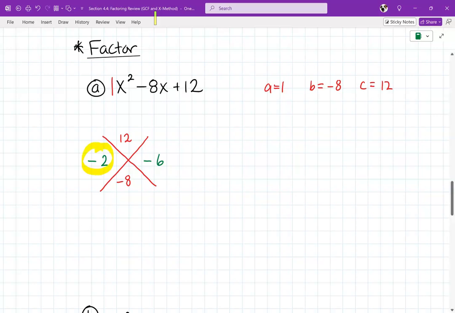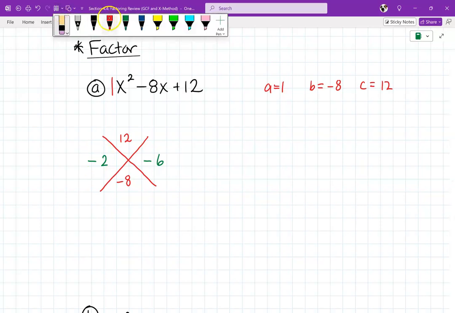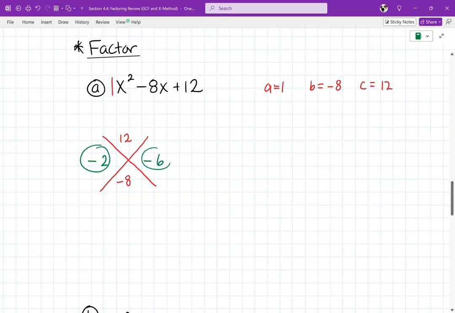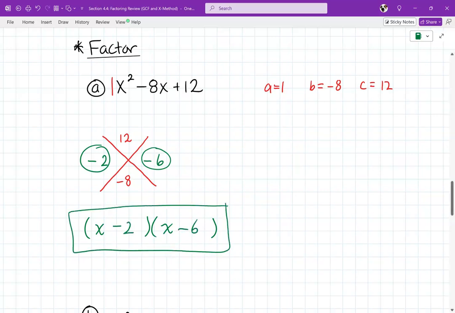So I usually just circle my answers once I'm done. Okay. Why am I going to circle them? Because I'm going to write them out in factored form. So this is what it looks like in factored form. I'm going to put 2 parentheses. Okay. Then in the very front, I'm going to write the letters that I'm factoring for. So I'm factoring x's. So I'm going to put x here, x there. And then my answers were negative 2 and negative 6. So I'm going to put minus 2. Minus 6, and that's it.